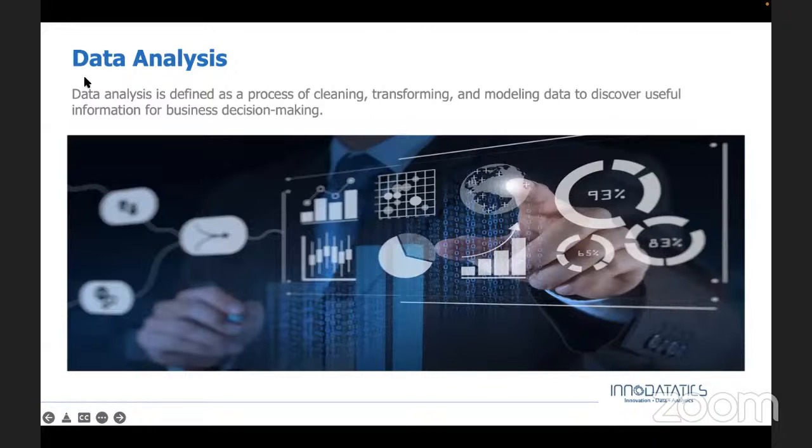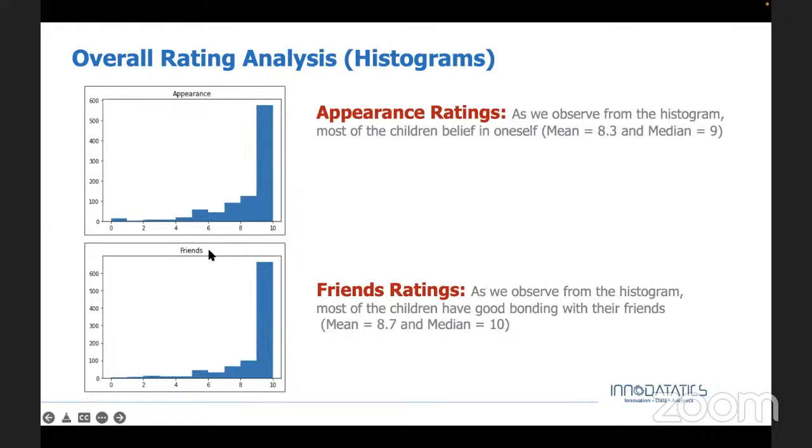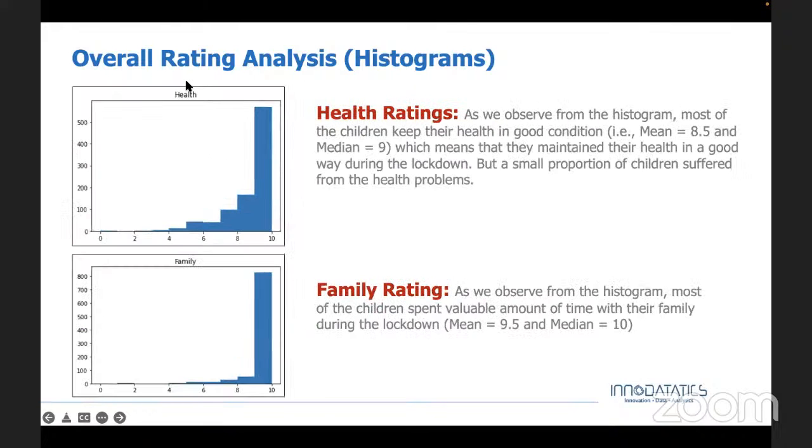And then you have data analysis. Data analysis is defined as a process of cleaning, transforming, and then modeling the data to discover useful information for business decision making. And data visualization also was done, which everyone has to do, on health, on family, on appearance, on friends, on life, everything was done. And it's not about just running these graphs for the fun of it. The moment you run, you need to glean meaningful information from those visualizations.